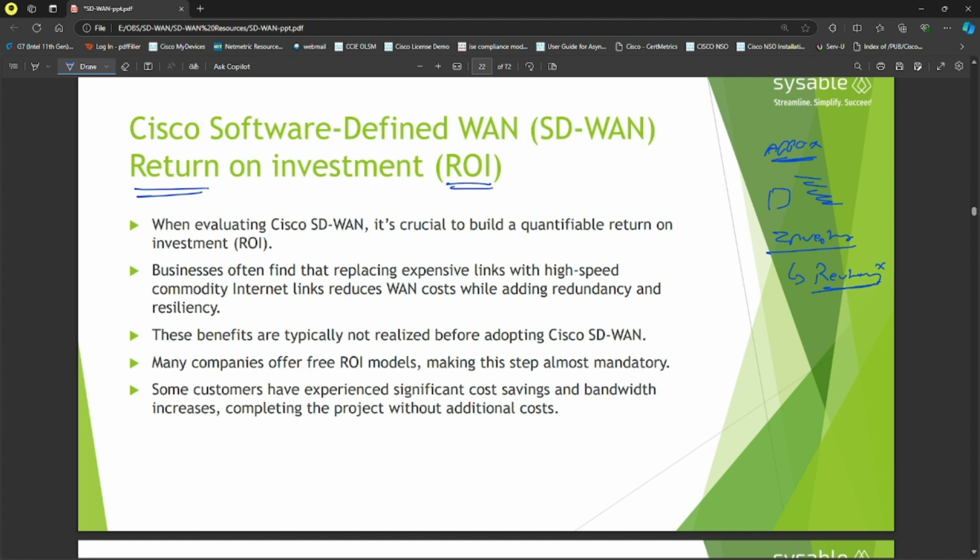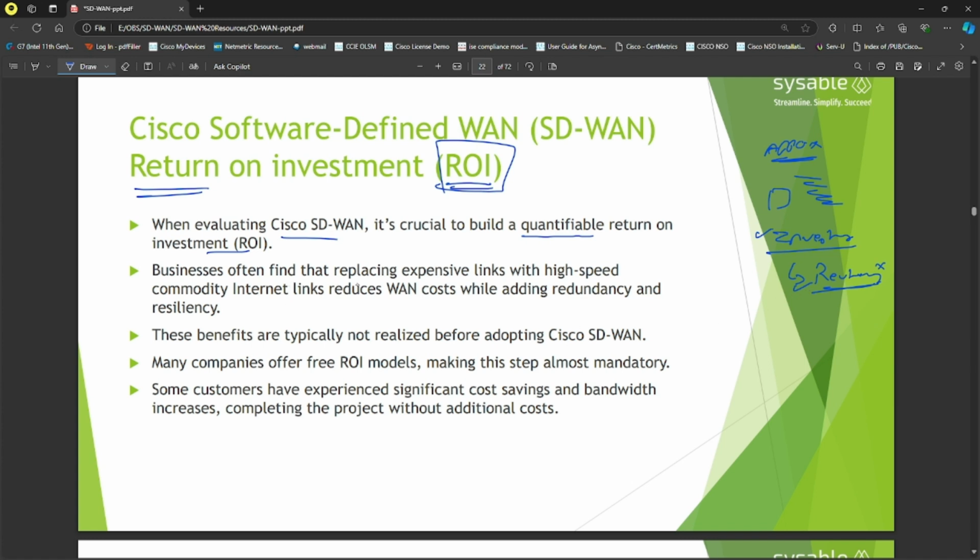And we will look into that one in an example. So now when evaluating Cisco SD-WAN, it's crucial to build a quantifiable return on investment. You cannot just go ahead and implement your Cisco SD-WAN without thinking about how much you are investing, and how much you are getting in return or how much money you are saving when compared to your existing network.